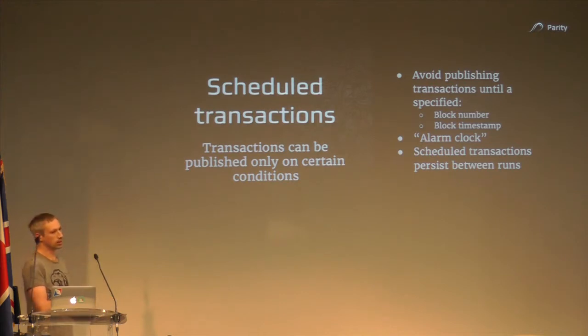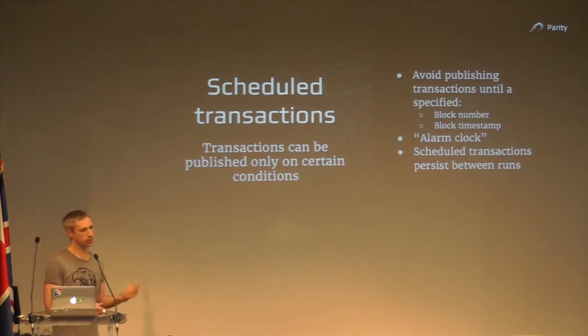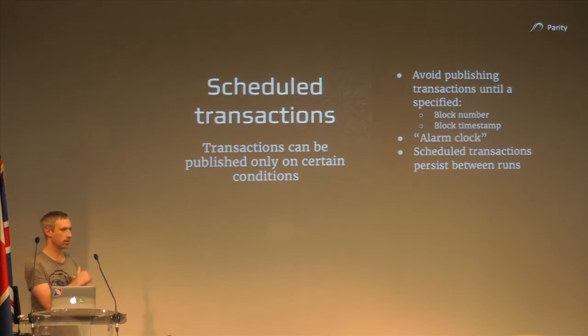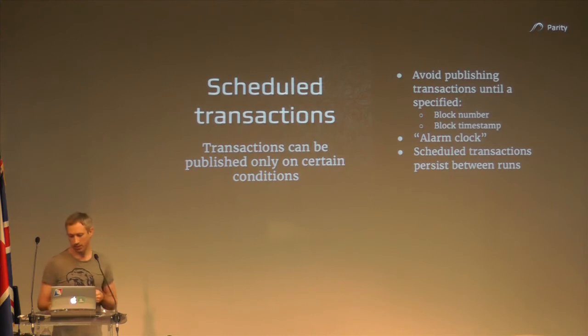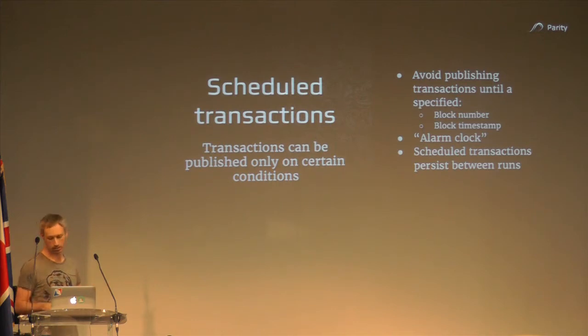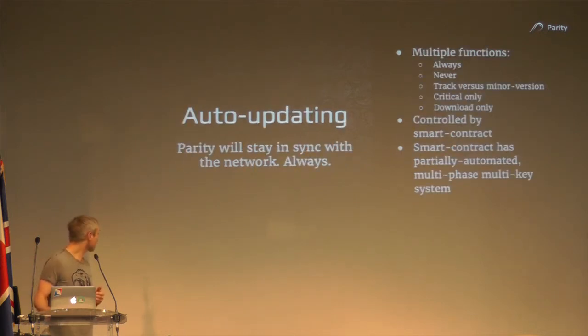Basically, you can lock up transactions on your node and have the node publish them into the network when particular conditions are met. At the moment, there's only two conditions: a particular block height has been reached, or a particular block timestamp has been reached. But we're probably going to make that much more programmatic, so you can put in which conditions you want, probably based upon the outcome of particular message calls.